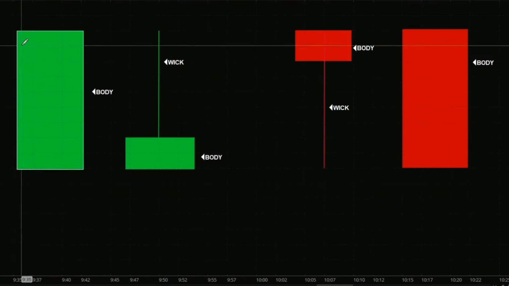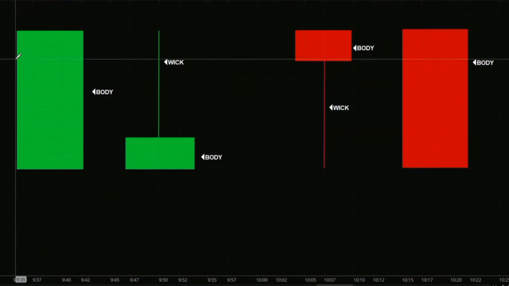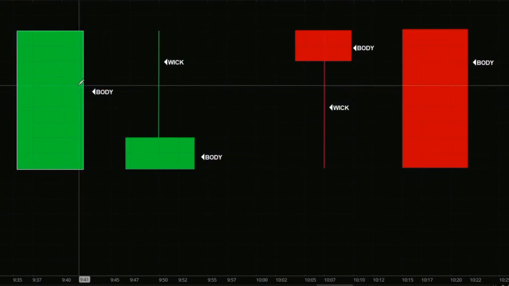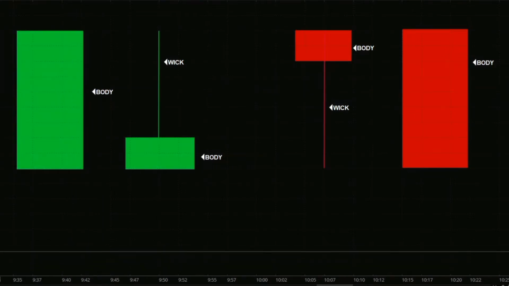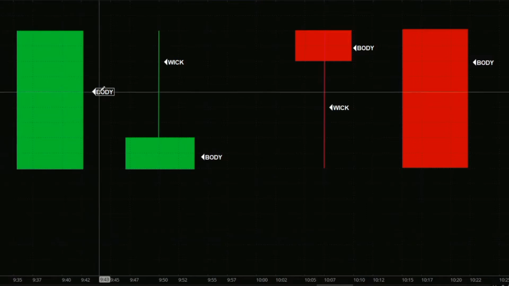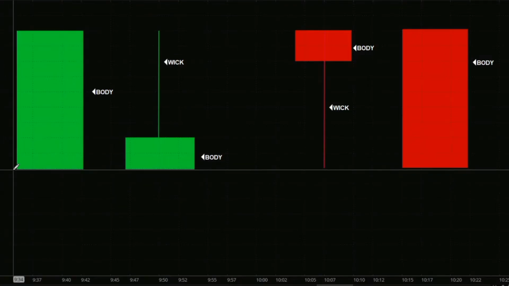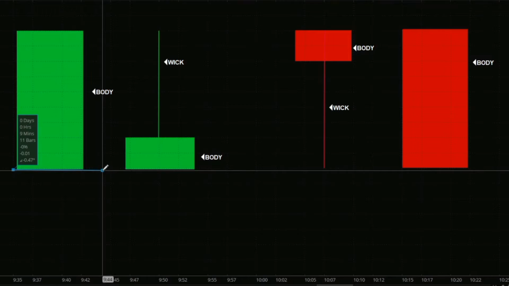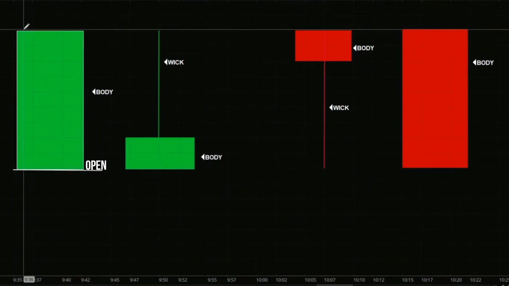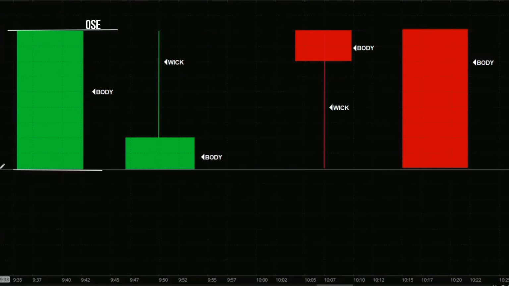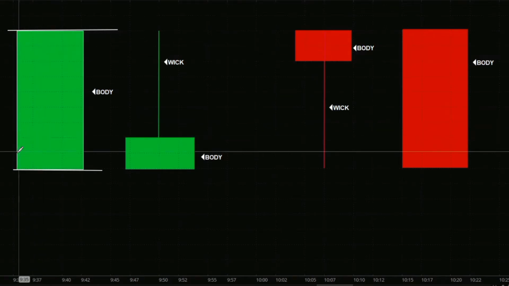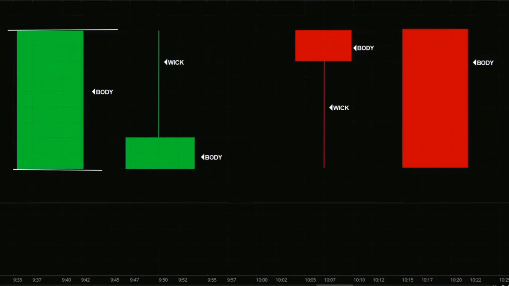Let's take this green body candle, for example. This green rectangle is called the body of the candle. There are two parts to a candle, the body and the wick. We also have the open and the close. For this green candle, the open is always the bottom. The close is the top. So this candle here tells us that it opened here and it closed here. The green body of the candle tells us that buyers were in control.